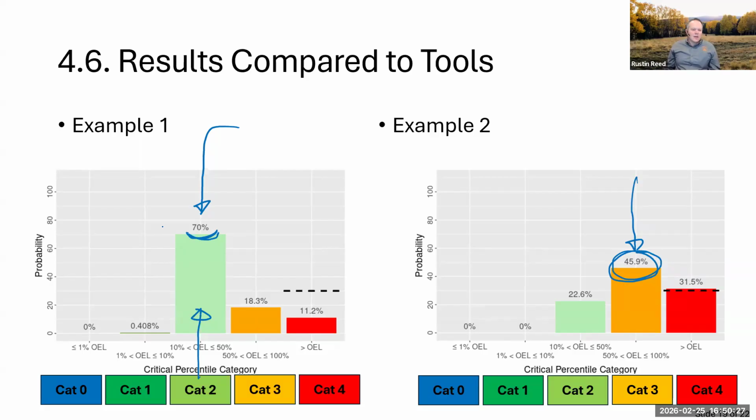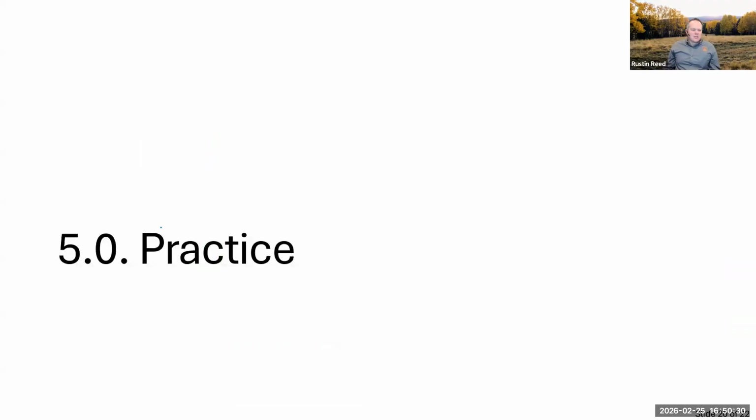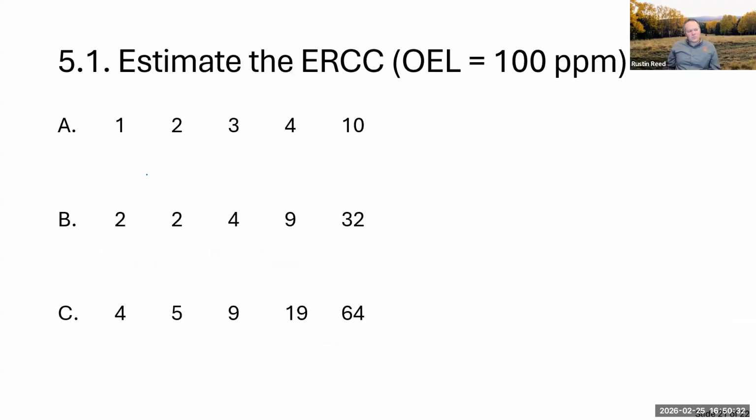So let's take a look at these practice problems. Each of these is a different example, different data set. Go ahead and use the OEL of 100 parts per million. Use the same rule of thumb, and work on these. I'd really encourage you, if there's something you don't understand, ask a question. Right now is our time to work through any of those sorts of things.